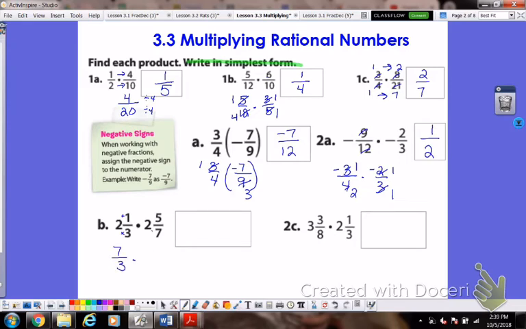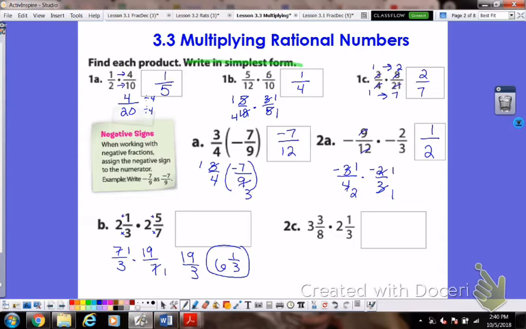7/3 times 7 times 2 plus 5 gives us 14, 19 sevenths. I'm going to reduce my sevens. 1 times 19 is 19. 3 times 1 is 3. We want to change this back into a mixed number now. So how many times does 3 go into 19? Well, I know that 3 times 6 is 18, so it goes in 6 times. 19 minus 18 leaves me with 1/3. So 19 over 3 can be rewritten as 6 1/3 as a mixed number.